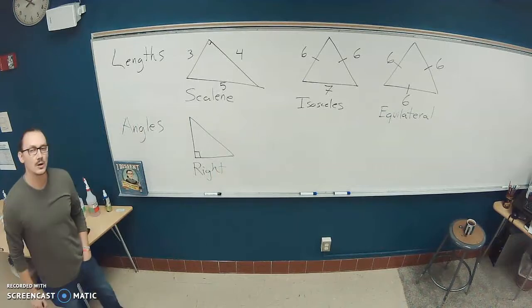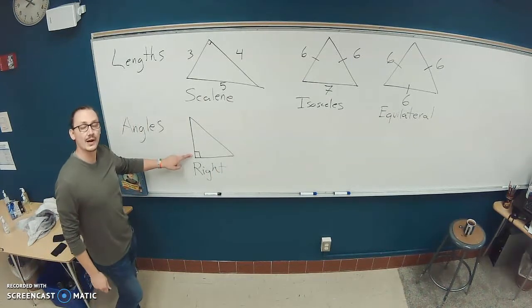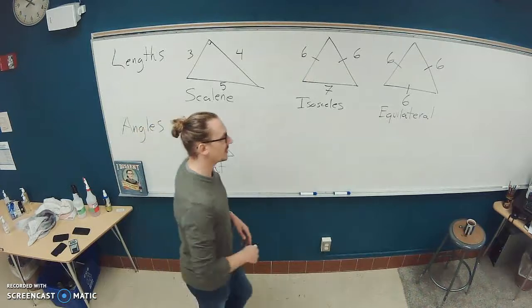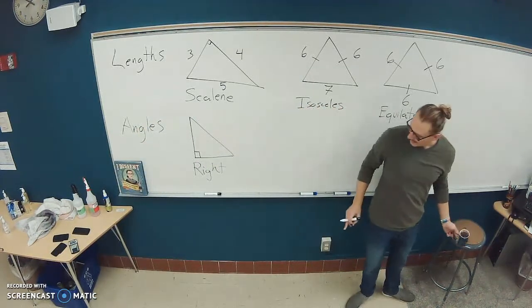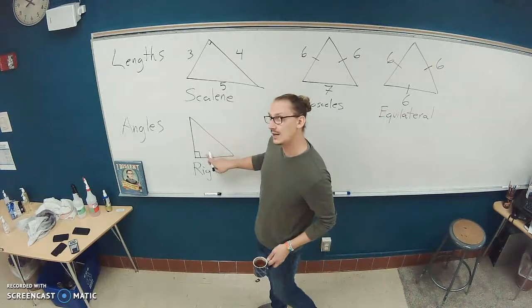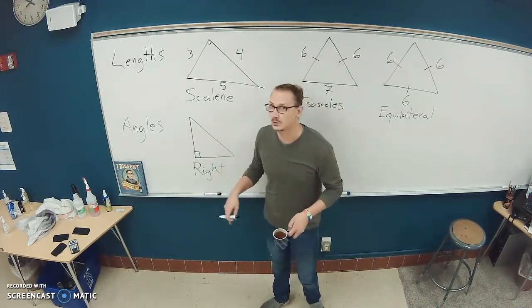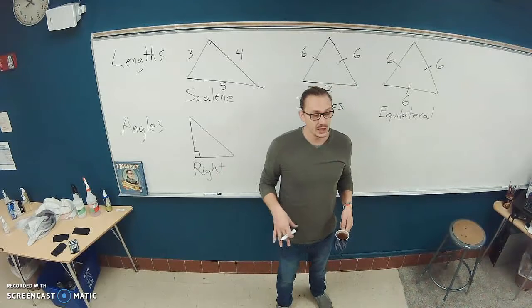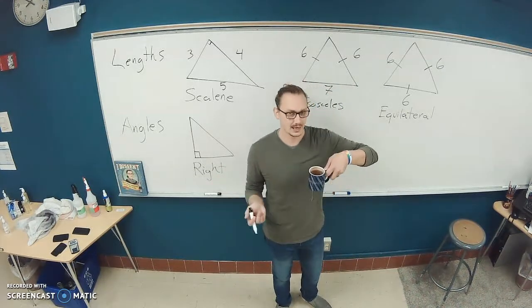A right triangle, indicated by this perpendicular square in this corner. Remember, we've talked about this before. Perpendicular angles, which are 90-degree angles, we have that little square. It's a right angle. Okay? If a triangle has a right angle, it's called a right triangle. And I'll tell you right now, we love, in life, right triangles. Because we love right angles.